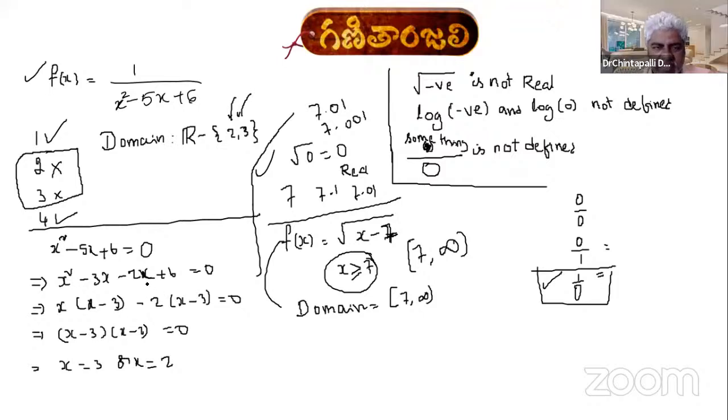But we don't want x square minus 5x plus 6 to be equal to 0. That means x square minus 5x plus 6 is not equal to 0, so x is not equal to 3 and not equal to 2. To get non-zero values for x square minus 5x plus 6, the values of x should not be 3 or 2. That's why the domain is R minus the set of elements 2 and 3.